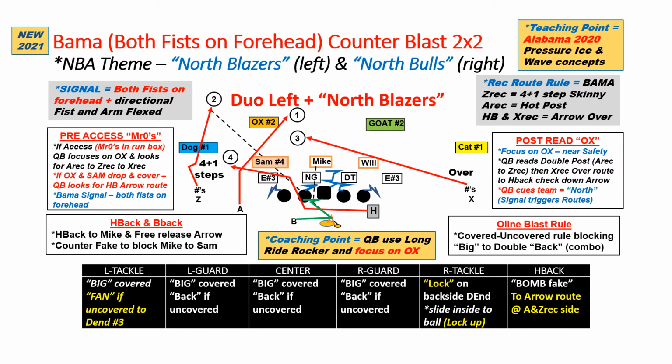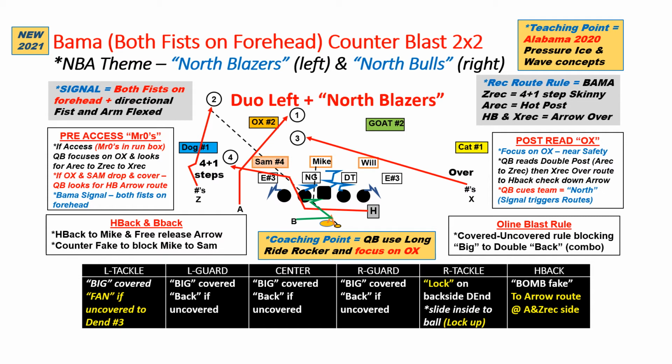Key point here, the A receiver runs what we call a hot post, meaning he has to go vertical and inside of the ox or that onside safety wherever he's at. So you can see against a two high, he's going to stay pretty vertical. So he'll take his 4 steps. It's going to look like his bender read route and get just inside and get vertical so he doesn't get across the field into the goat.